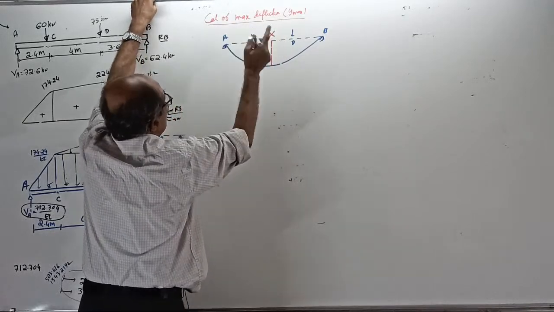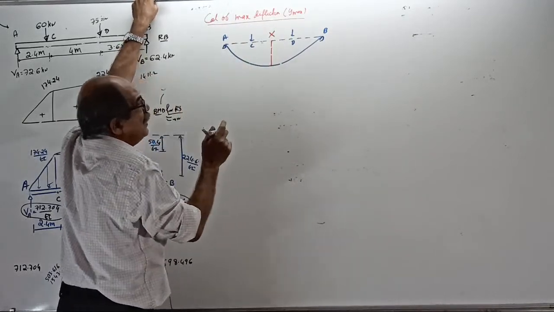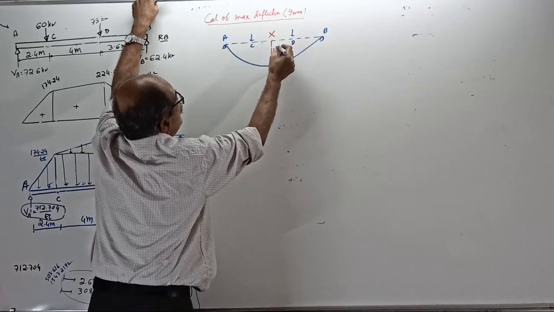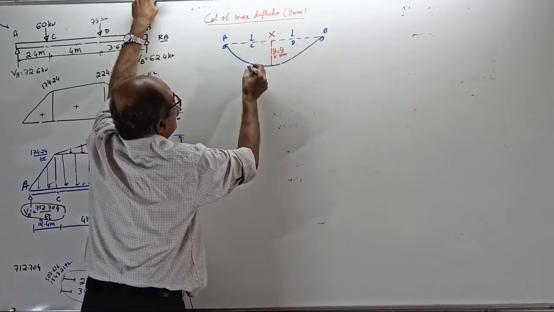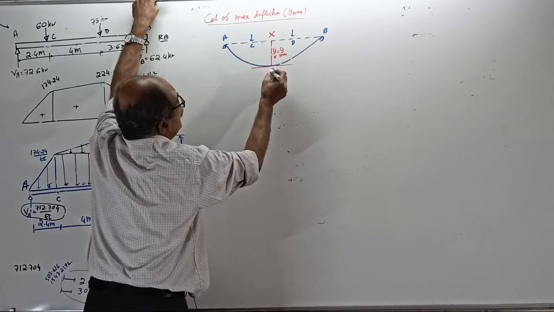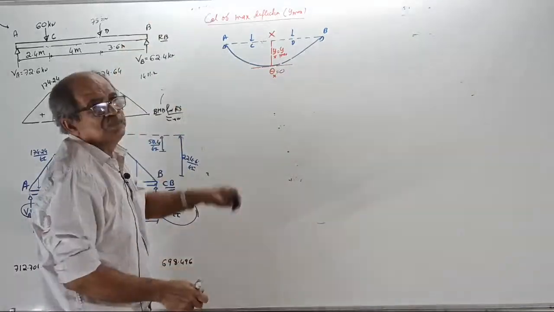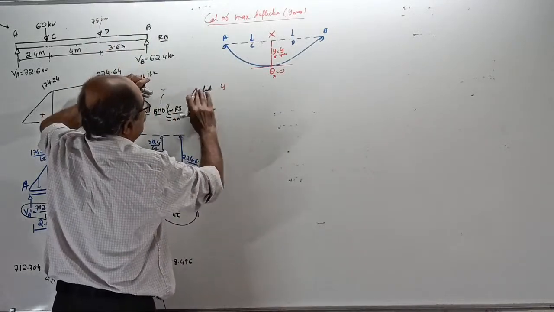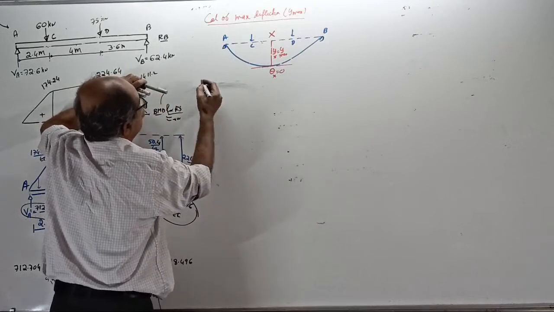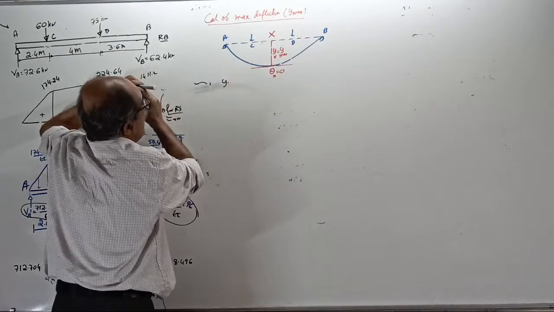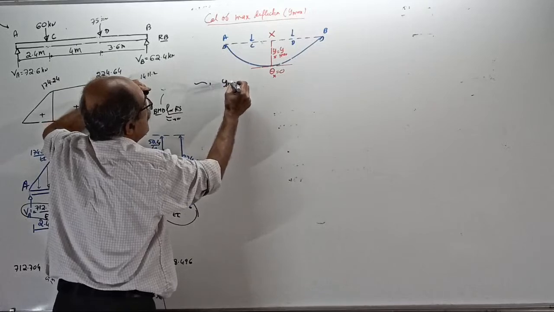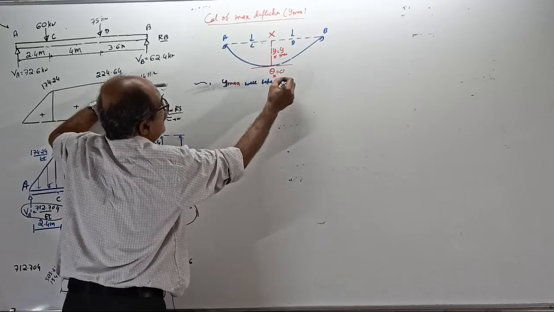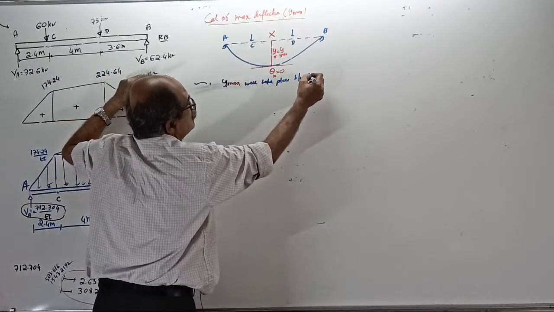X from where you take? Tell me. And this is y at the point x equal to y maximum. Wherever y is maximum, the slope theta equal to 0, thousands of time told. Now write. First, by observation, y max will take place between the two central loads.